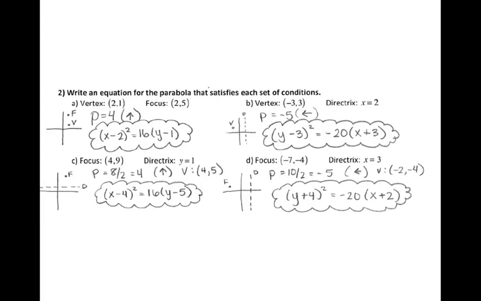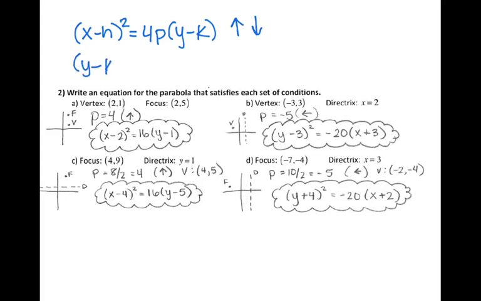For the next problem, we're writing equations for each of the parabolas. Now, when you're writing an equation for a parabola, you have two equations to choose from. You have (x minus h) squared equals 4p(y minus k), and these are for parabolas that open up or down. Or you have (y minus k) squared equals 4p(x minus h), and these are for parabolas that open to the right or to the left.